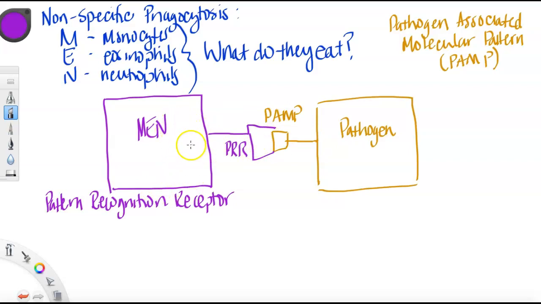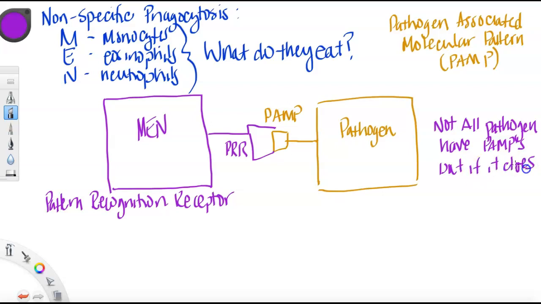Okay, so not all pathogens have PAMPs, but if it does, the men will eat it. So there are ways that other chemicals can help in this process.